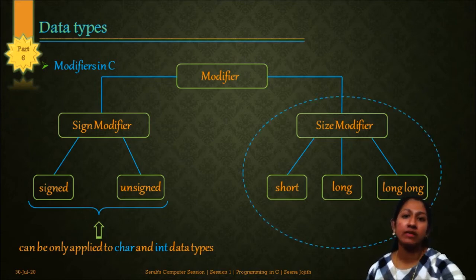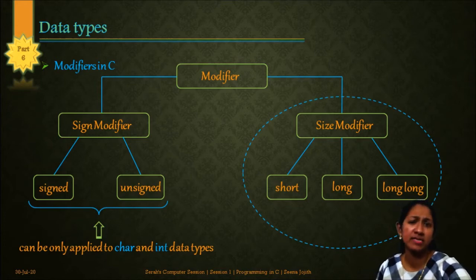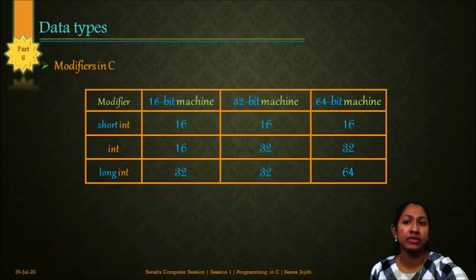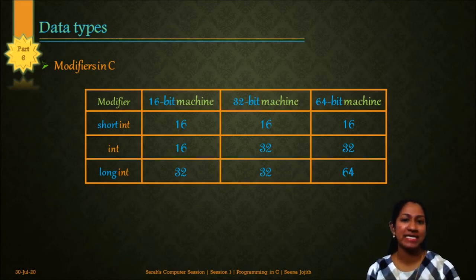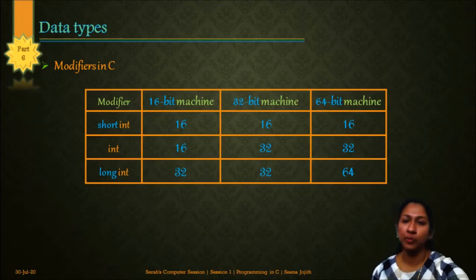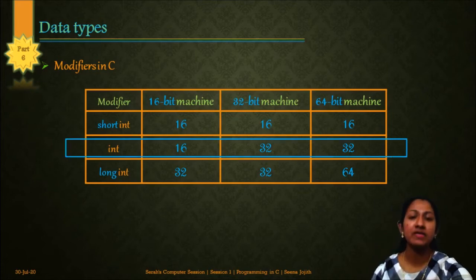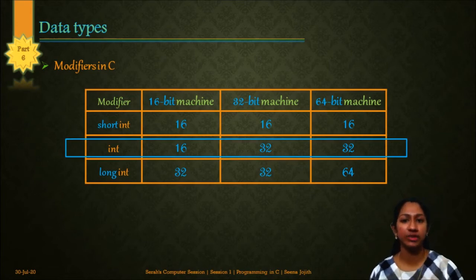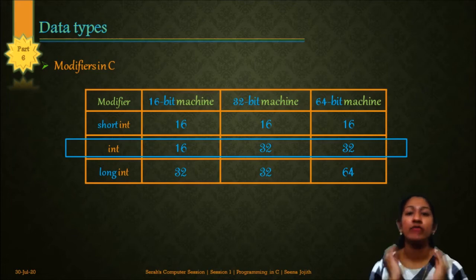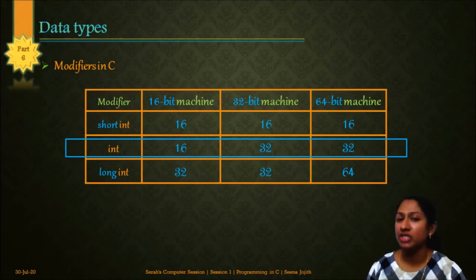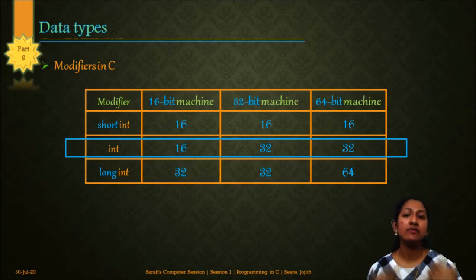Now we'll see what size modifiers are in very simple terms. You can see a table. As you look at the table, you might be confused by seeing all the values. I'll make it clear for you. Look at the second row. We have studied 16-bit and 32-bit machines. What is the size that is being allocated for the int data type? For a 16-bit machine, it is 16. For a 32-bit machine, it is 32, right? Note that for a 64-bit machine, the size allocated is 32. Now see the first and the third row.